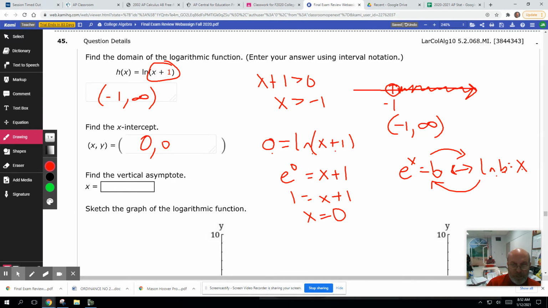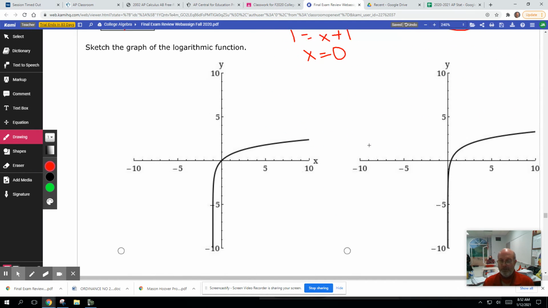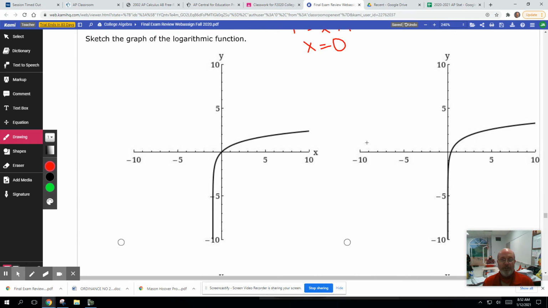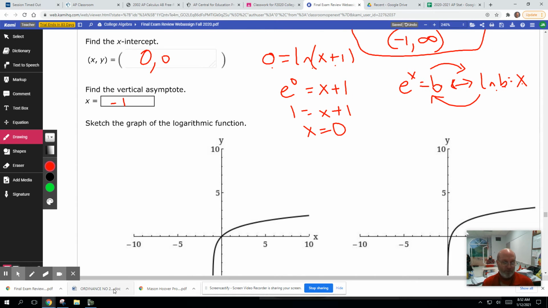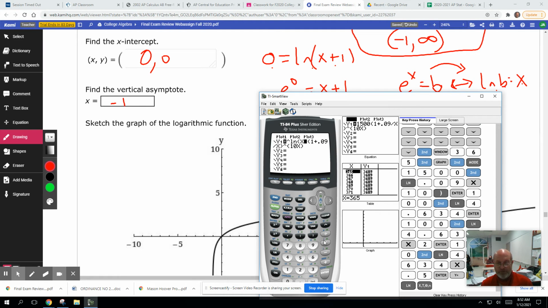So let's find the vertical asymptote. The vertical asymptote is going to be the endpoint of the domain. So this is just going to be x equals -1. Sketch the graph of the logarithmic function. We're going to graph this now, looking at standard windows, -10 to 10, x and y's. So I'm going to go here. I'm going to put my y equal as my function ln of x plus 1.